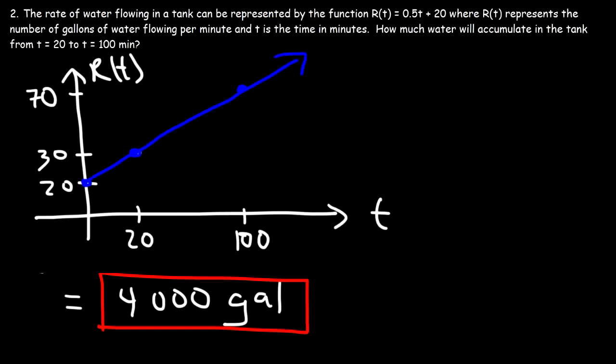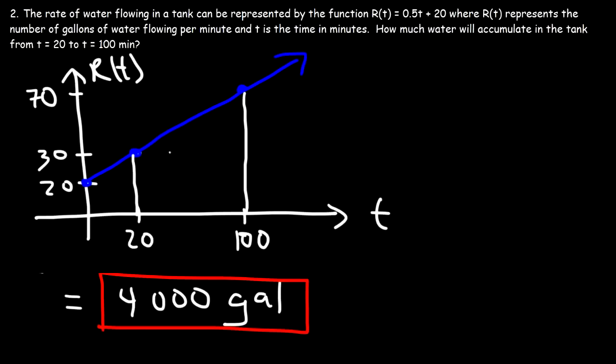So our goal is to calculate the area under the curve from 20 to 100. This area, let me shade it, represents the increase in the volume of water that's already in the tank. It doesn't represent the total amount of water that's in the tank at 100. It simply represents the change in the volume of water in those 80 minutes. So let's calculate the area under the curve.